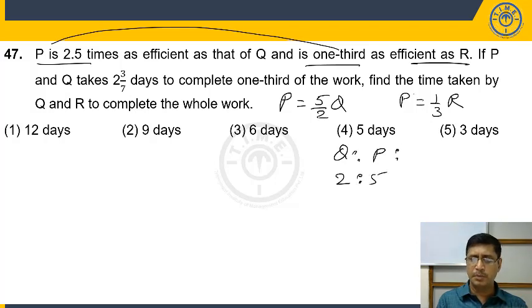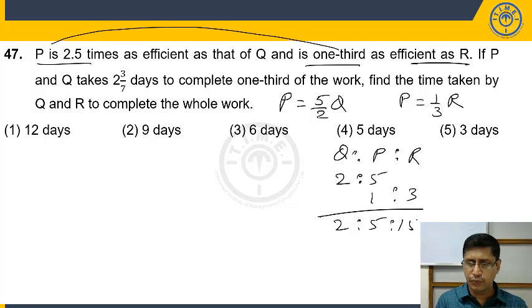2:5. What about the P with respect to R? It is 1:3. What is the combined ratio? 2:5:15, the Q, P and R. What is being said here? P and Q take 3/7 days to complete 1/3 of the work. Find the time taken by Q and R to complete the whole work.